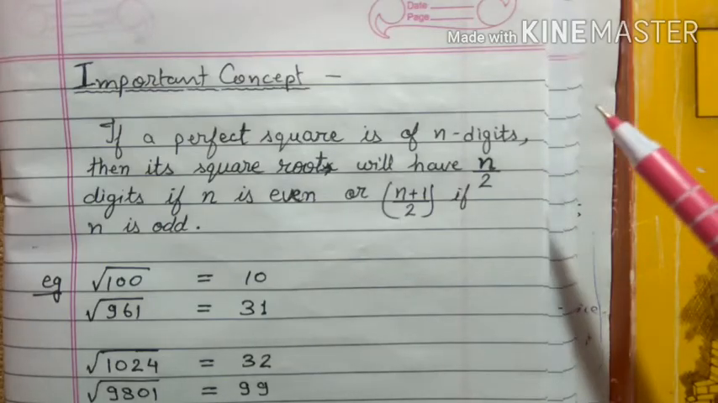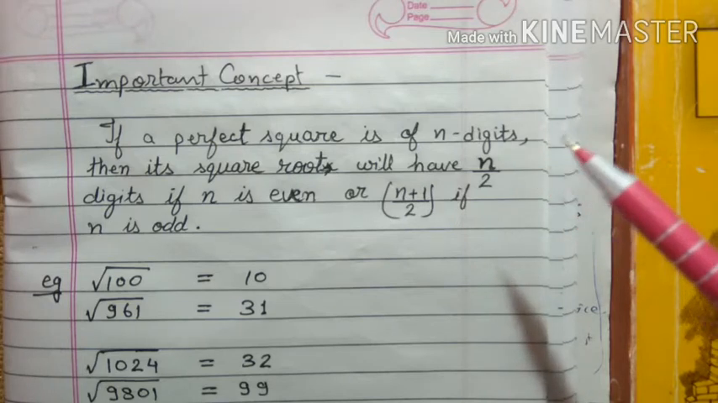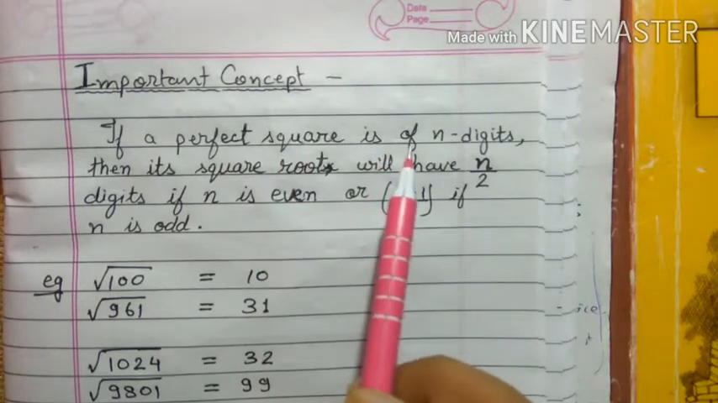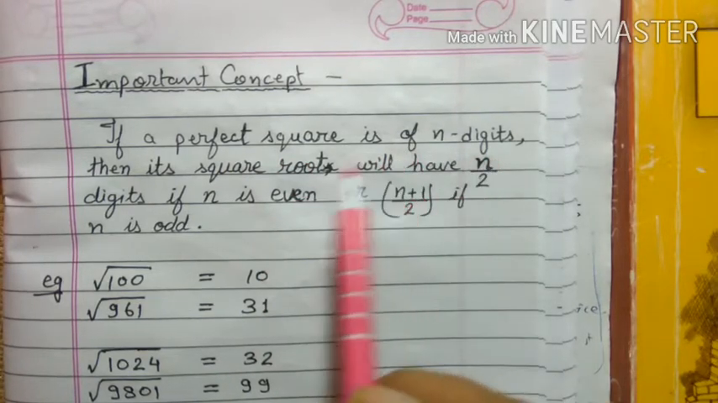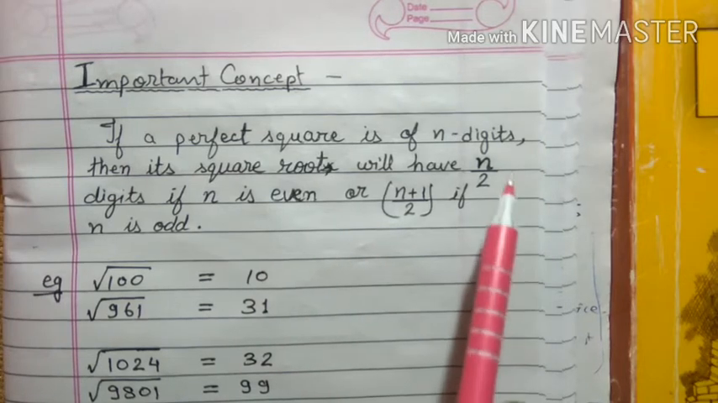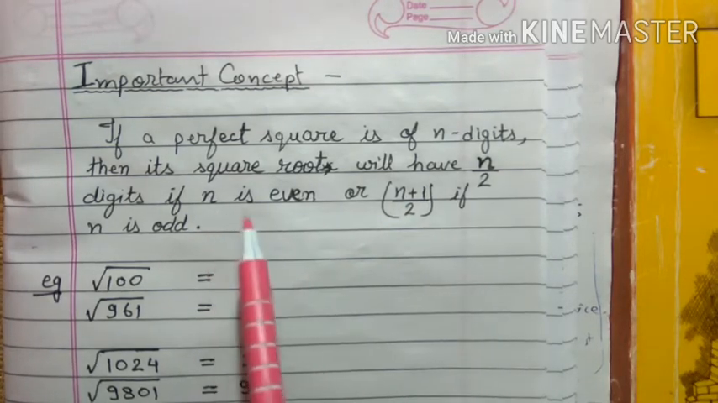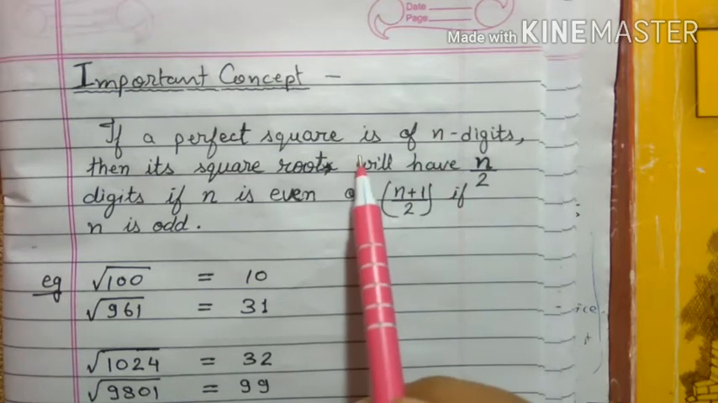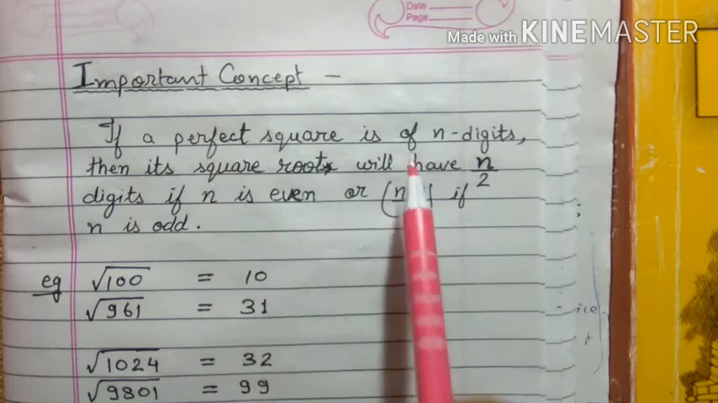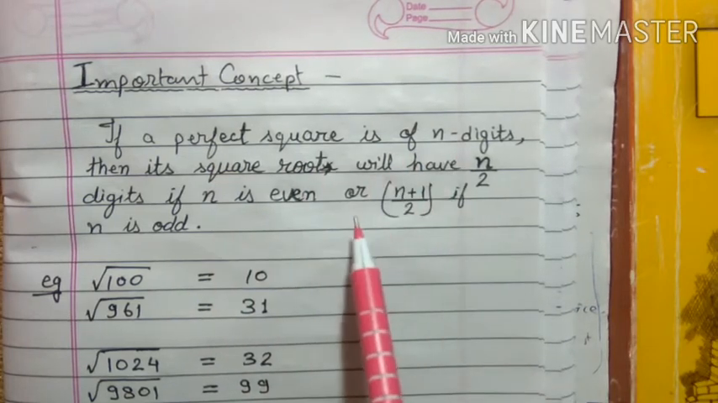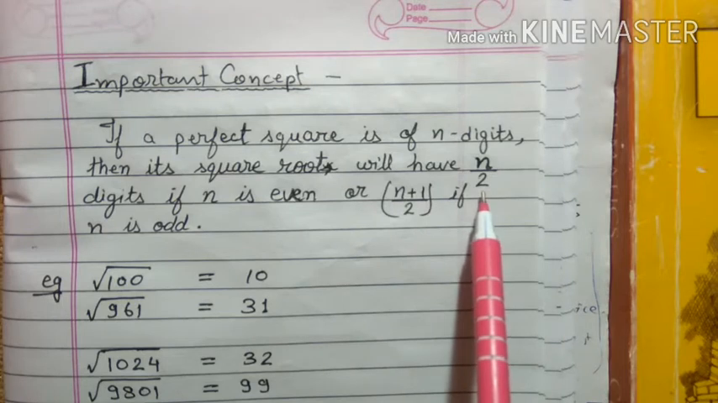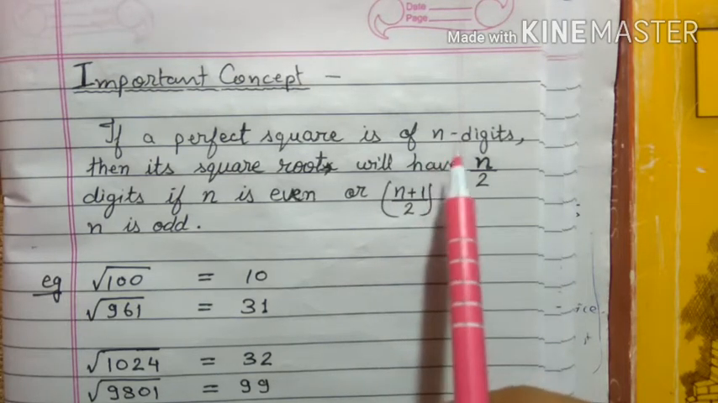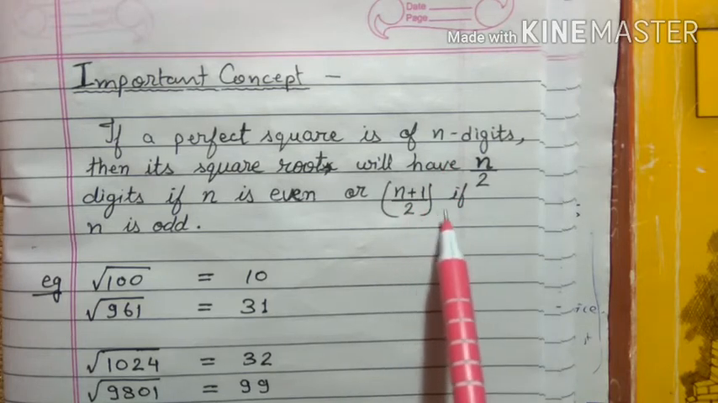So one more important concept here about square root is that if a perfect square has n digits, then its square root will have n by 2 digits if n is even. That means if n is an even number and it is a perfect square, its square root must have half of the digits, that is n by 2. But if n is odd, then the square root of that number must have (n plus 1) by 2 digits.